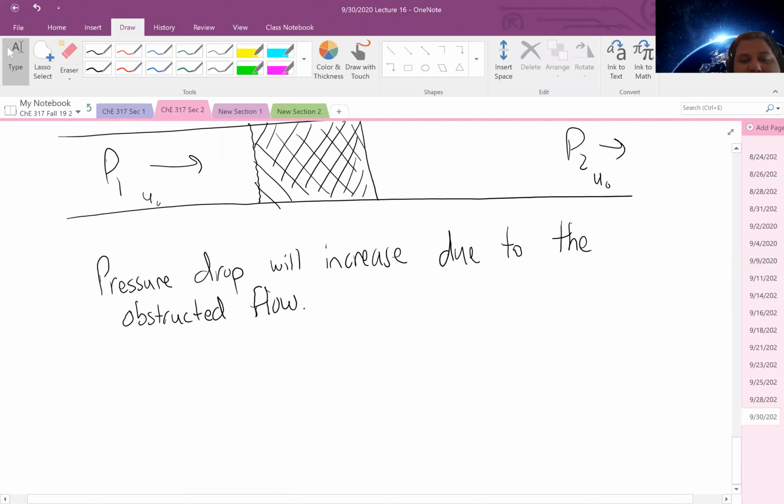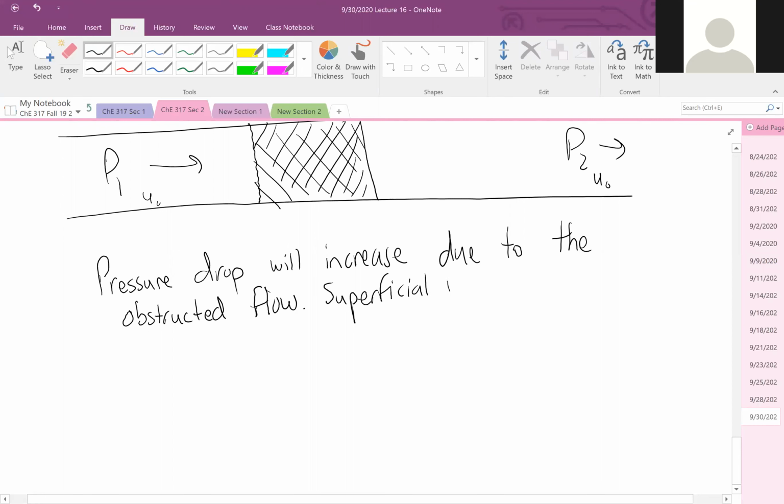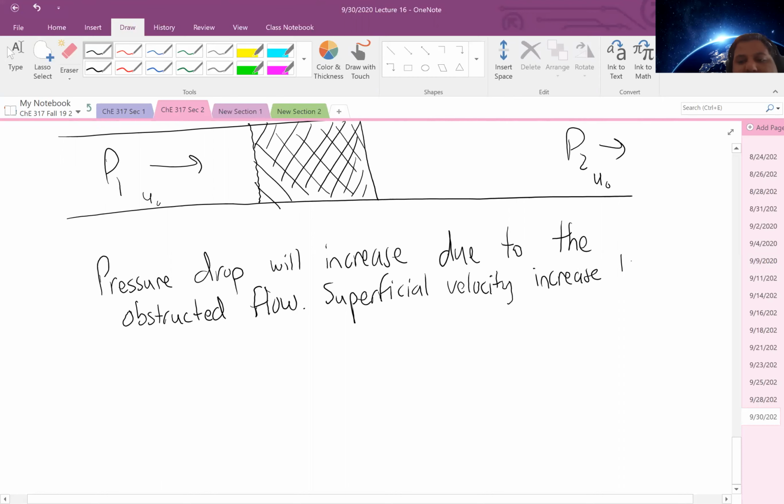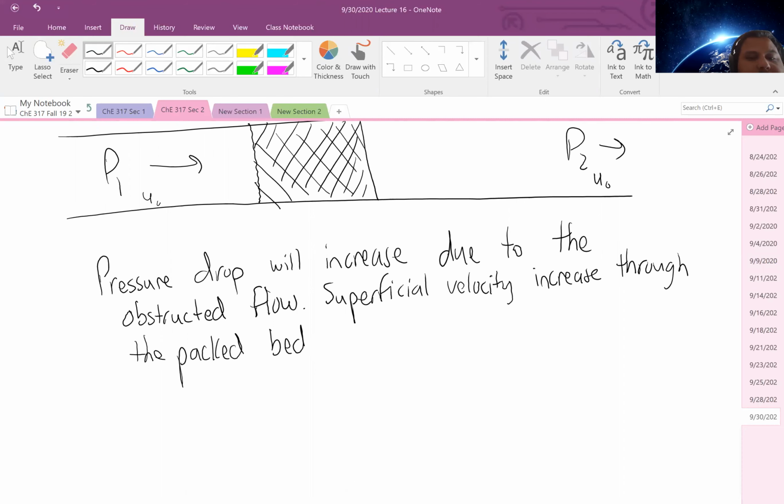One thing that we can note is that the superficial velocity will increase through the packed bed, even though our flow rate will remain constant.